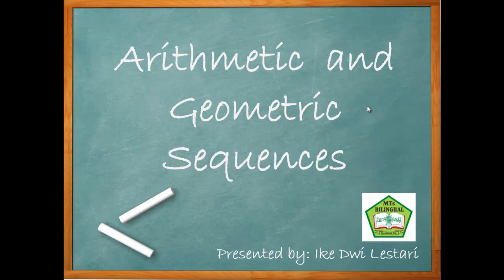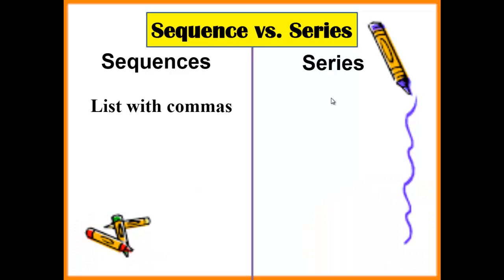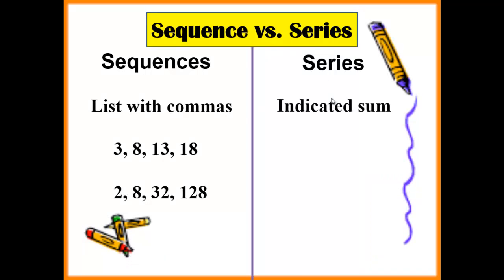Our topic today is about arithmetic and geometric sequence. Before you learn about arithmetic and geometric sequence, you have to know what is the difference between sequence and series. For a sequence, it's usually listed with commas, but for a series, it's usually indicated by sum. Now, let's check the problem.